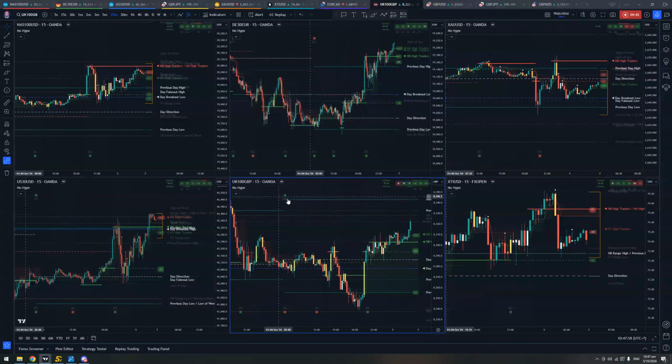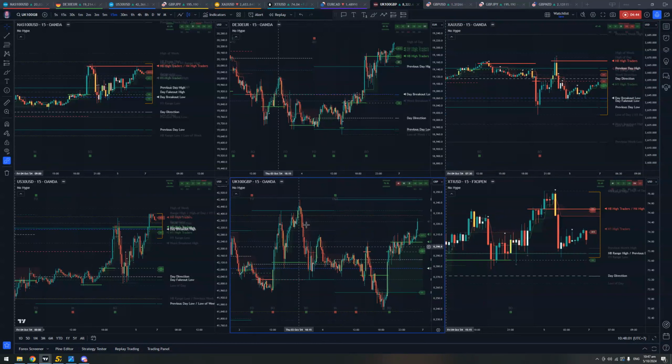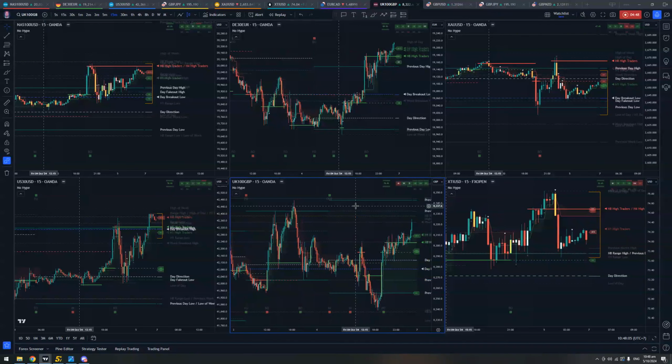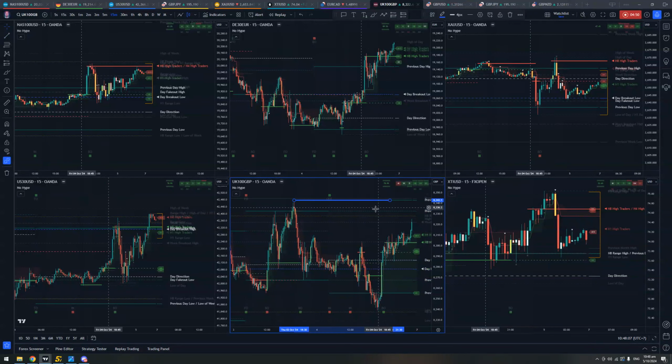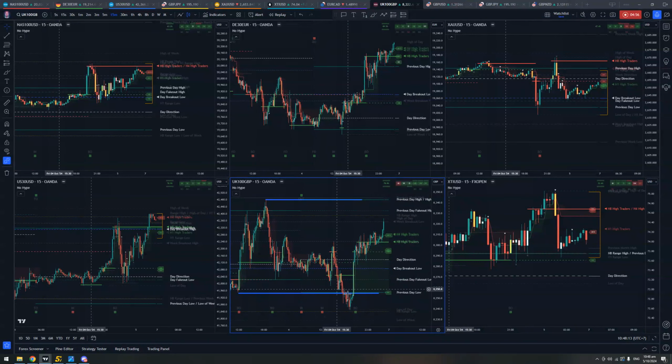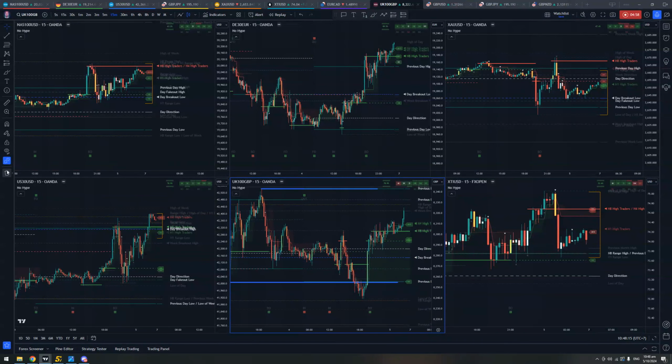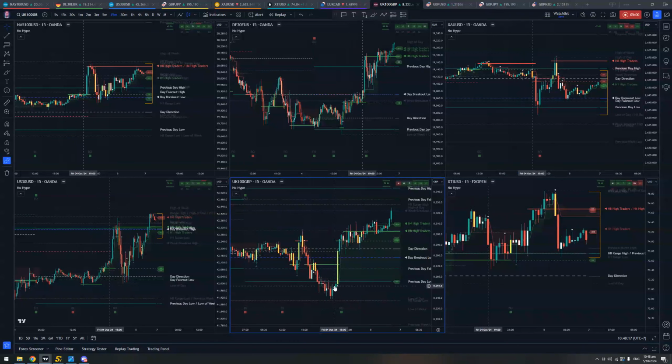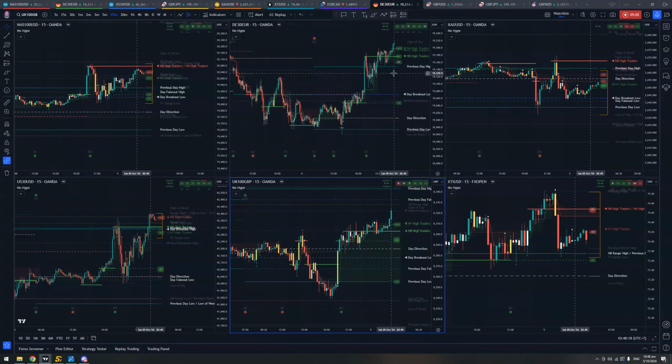UK 100 closed as an outside day, faked out the previous day low, faked out previous day high, and closed inside the range. Whenever I see an outside day, I extend the peaks, the highs, and the lows. And I generally don't trade outside days until one of the peaks gets triggered. And it did not trigger any of the peaks until after my session, so no trades on UK 100.